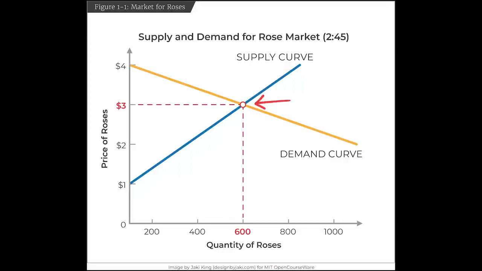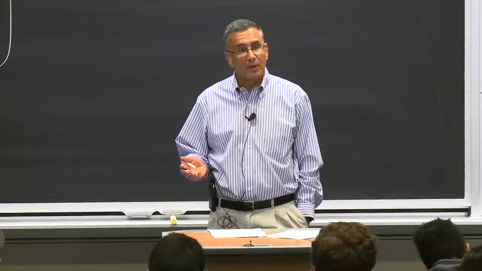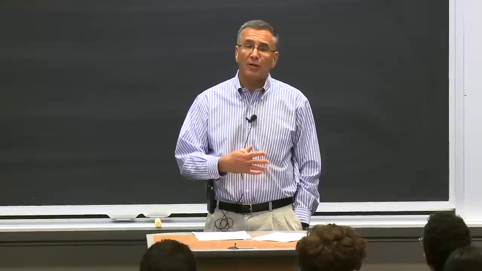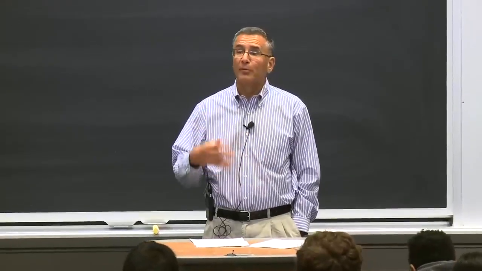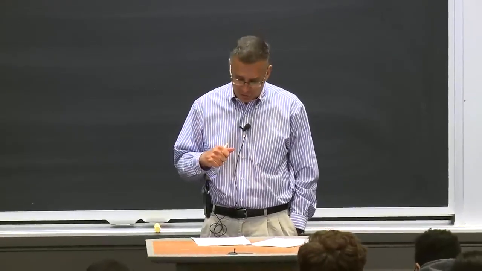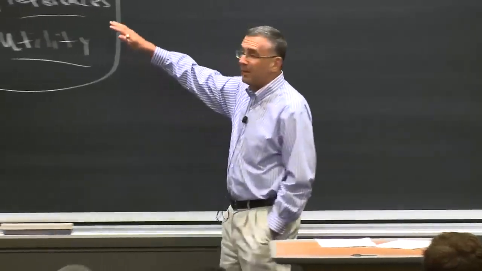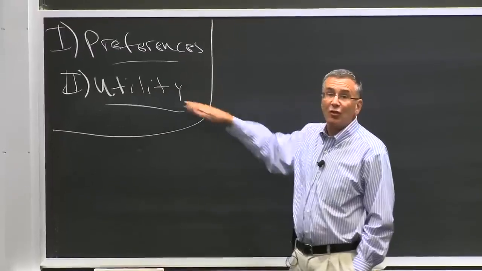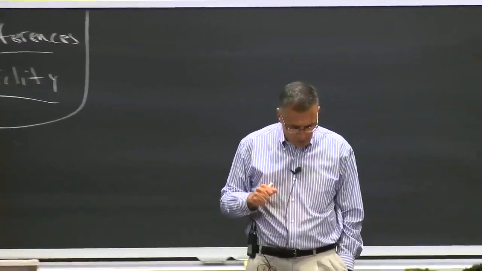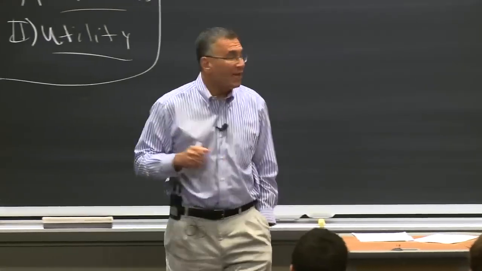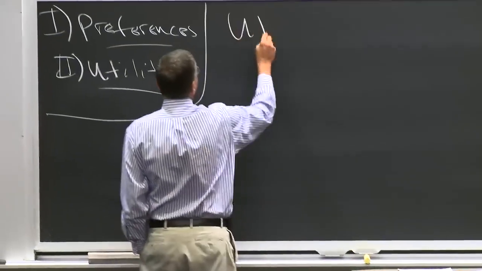And the demand curve is going to come from how consumers make choices. Okay? And that will help us derive the demand curve. Then we'll turn next to the supply curve, which will come from how firms make production decisions. But let's start with the demand curve. And we're going to start by talking today about people's preferences and then the utility functions.